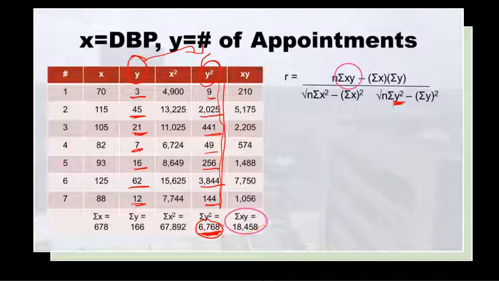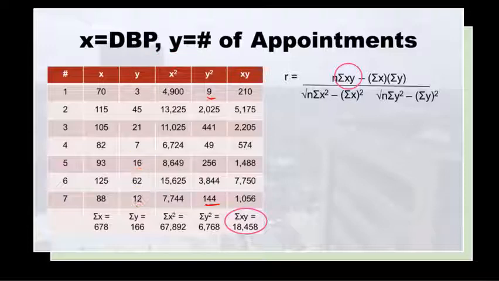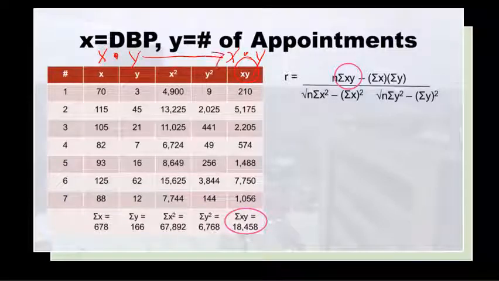Then what you're going to do is find your xy's. Now we're going to look at this section. What is this? This is x times y. That's what that means. So all we're going to do here is take each x here and multiply it by the y right here to get this. So basically that is 70 times 3, and then we're going to get 210.